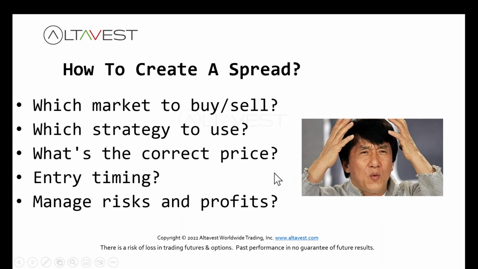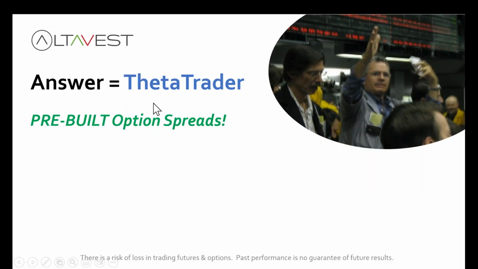But then here's the question: how do you actually put all these trades together? It can be complicated knowing which market to buy and sell, which strategy to apply, what strikes, what expirations, what's your timing on your entry price, how do you manage your risk and your profits. There's a lot to think about. I think that's Jackie Chan, isn't it? He's perplexed. But the answer here is Theta Trader, folks.